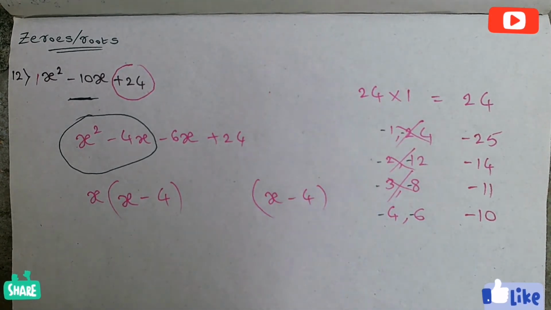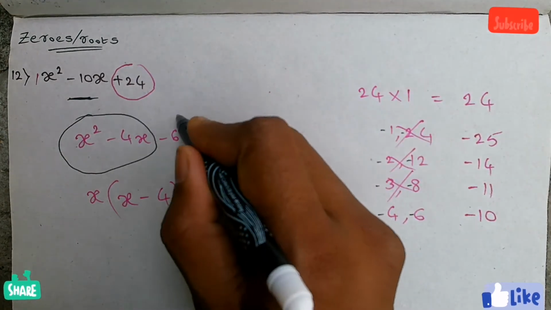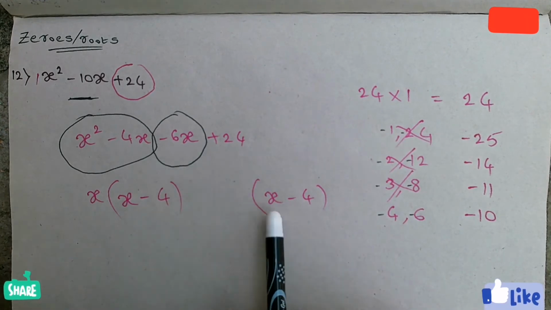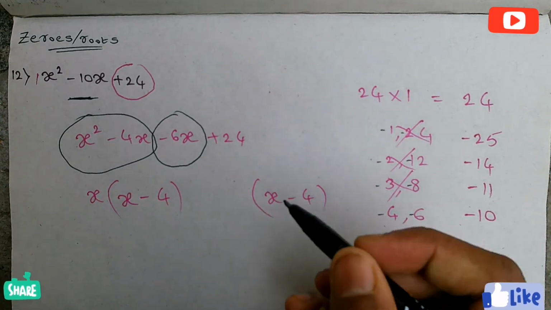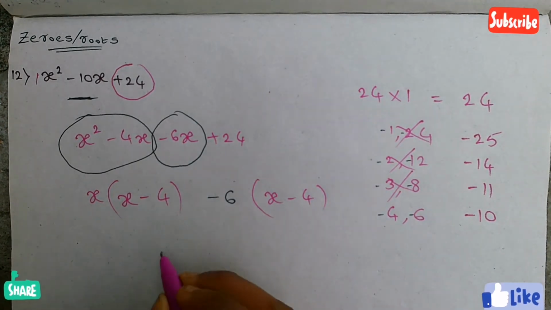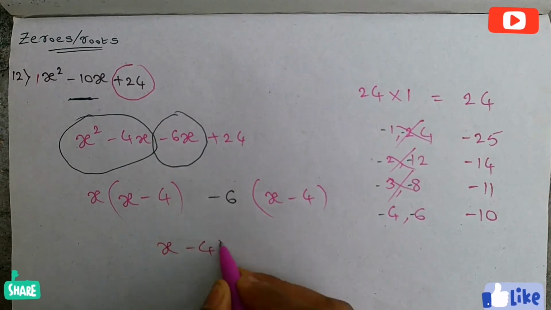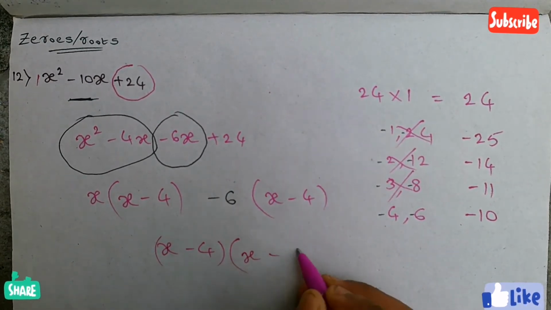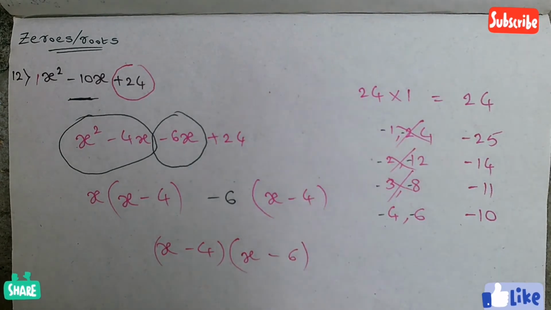So now let us check what we need to take common then. If we observe the third term, here the third term is minus 6x, whereas inside the bracket already x is completed, so remaining will be minus 6. So now if we observe clearly, x minus 4 is there 2 times, so write it once, x minus 4 into x, minus 6. So x minus 4 into x minus 6 are the factors.